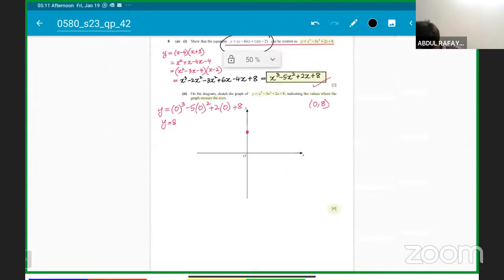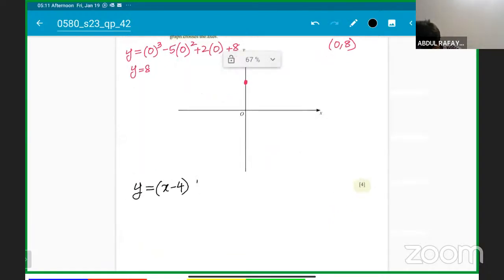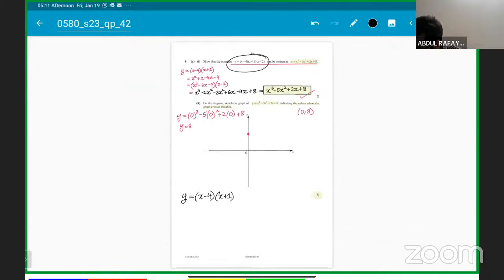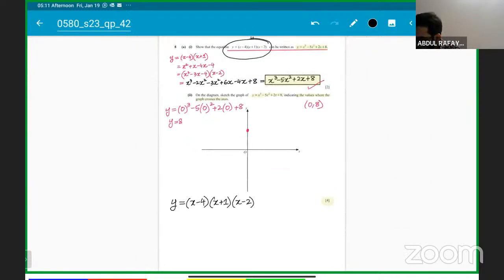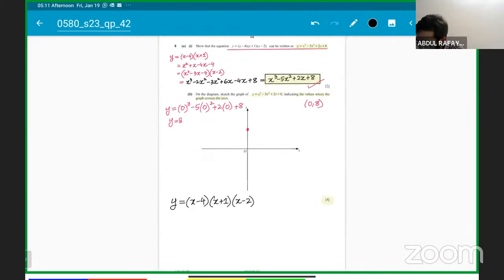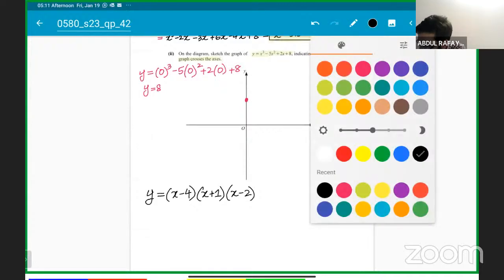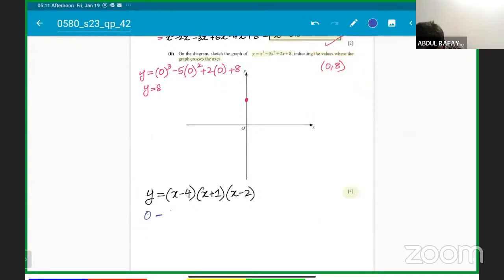So follow carefully. I'll write down the equation. Y is equals to x minus 4, x plus 1, and x minus 2. Is everyone there with me? Now y will be 0. So y will be 0. You will have three answers, that is x minus 4, x plus 1, and x minus 2.